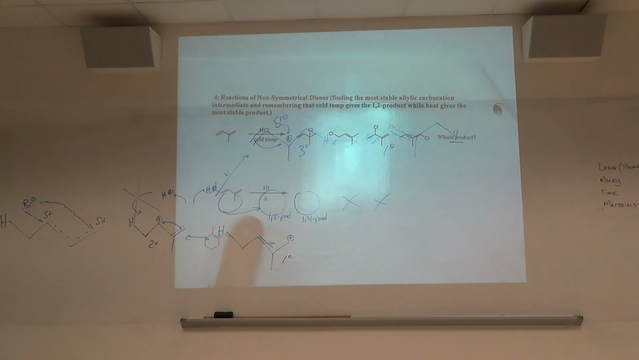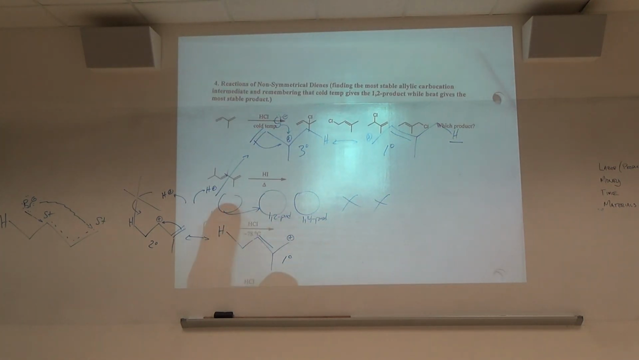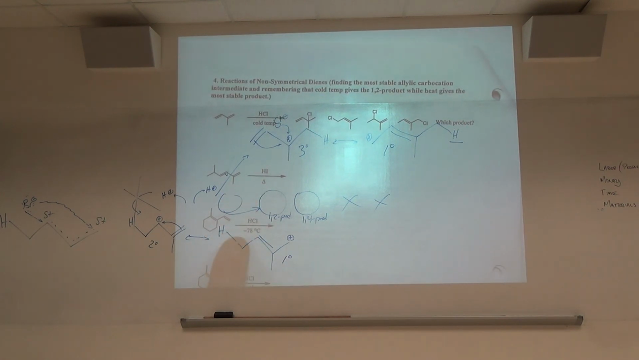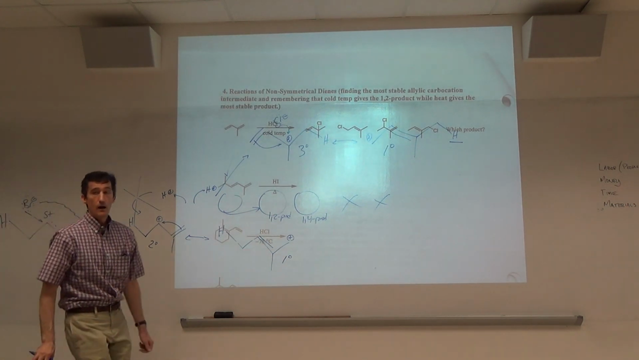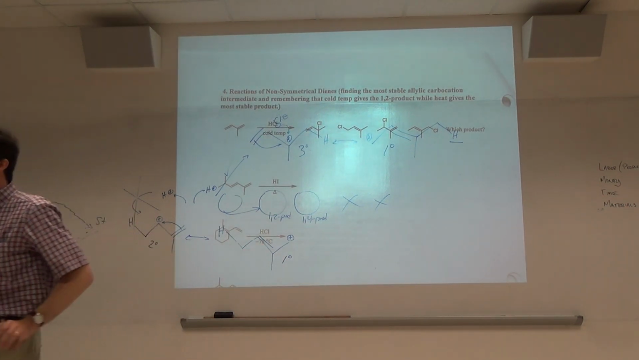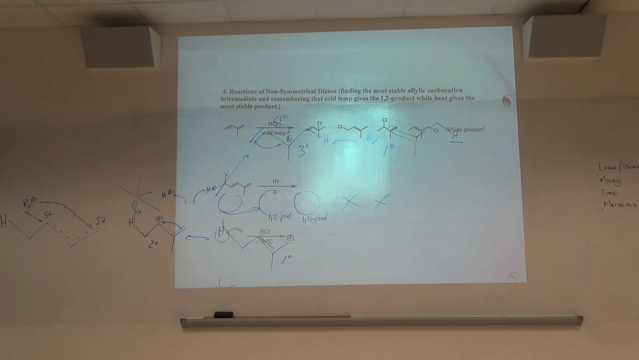Okay, do the next one. You guys on my left do the first one, HI. You guys on my right do the next one, HCl. Unless you have a symmetrical diene, you've got to consider which cation is going to react, just like we did in that example.